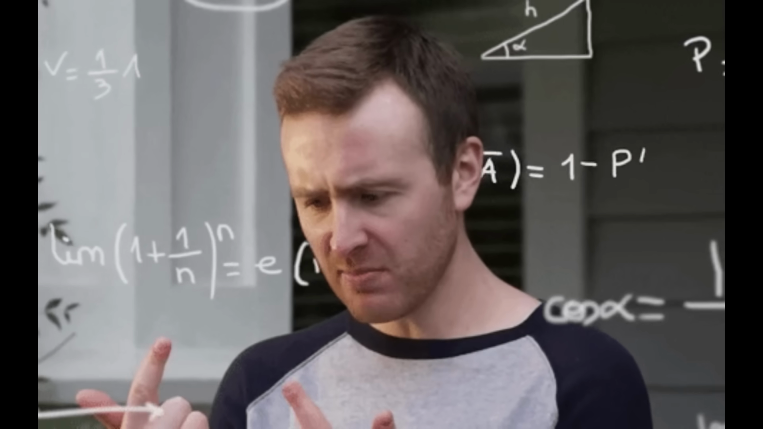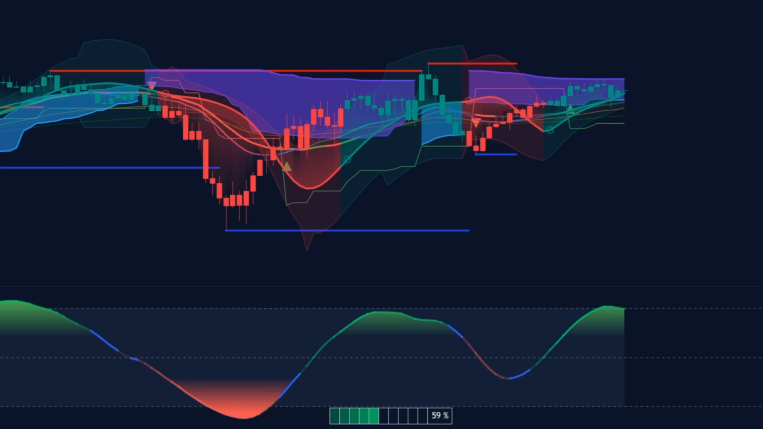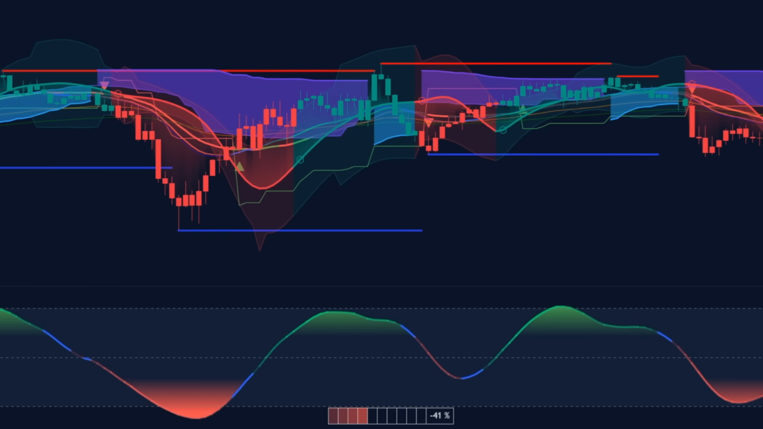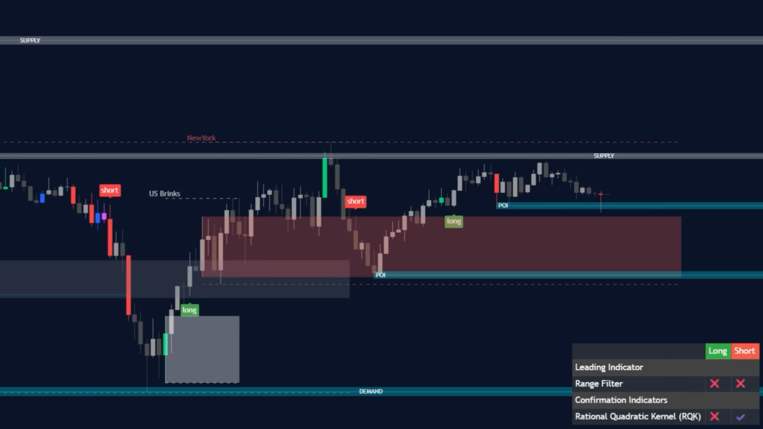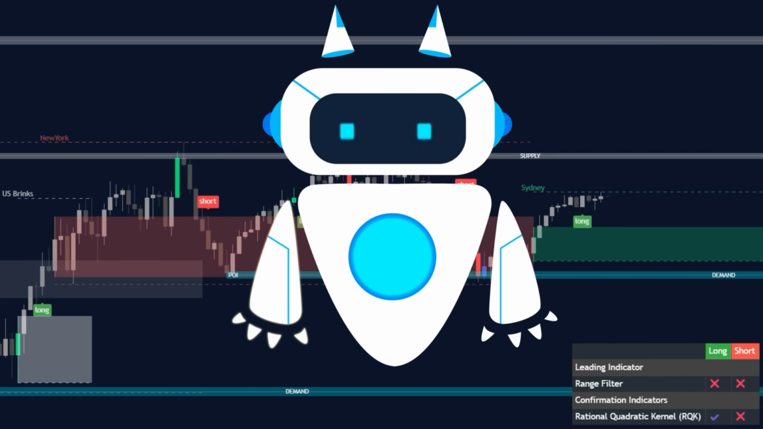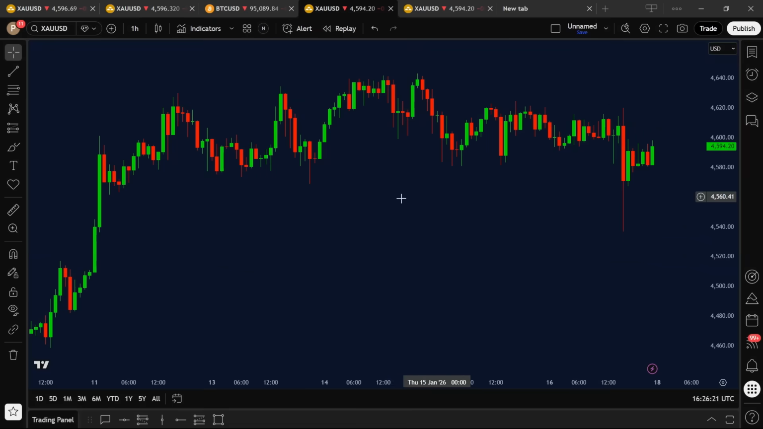Rank number 3 solves the biggest problem new traders face: analysis paralysis. You have the Super Trend saying buy, but the MACD says sell, and the EMA is flat. You freeze. You miss the trade. The indicator at rank 3 is called the DIY Custom Strategy Builder. Think of this as a robot that checks all your rules for you instantly. It combines over 40 indicators into one single signal.